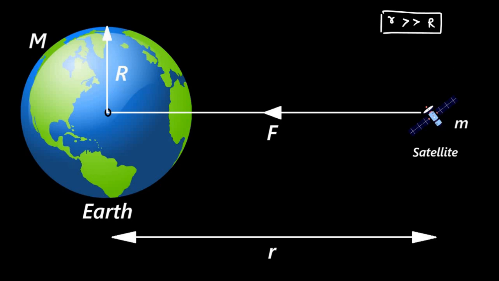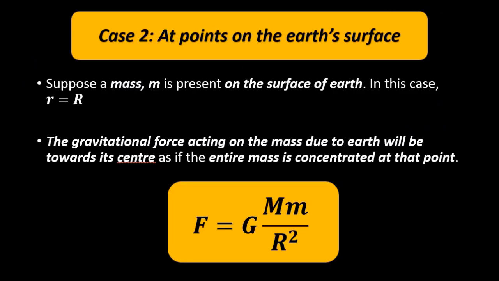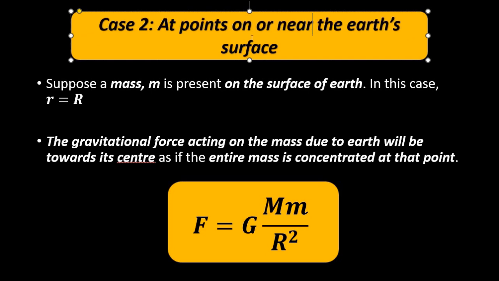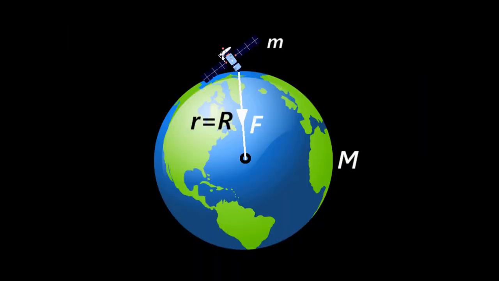Then we have the second case, which is at points on the Earth's surface or near the Earth's surface. So in this case, the object is very close to the surface of the earth, so that the separation distance is either equal to the radius of the earth or almost equal to the radius of the earth.